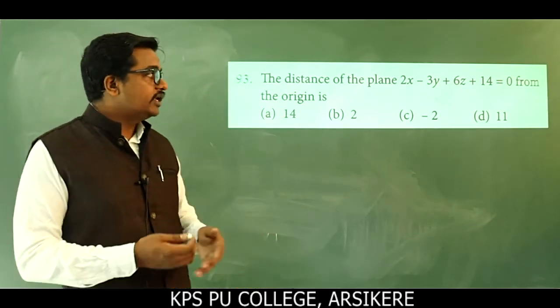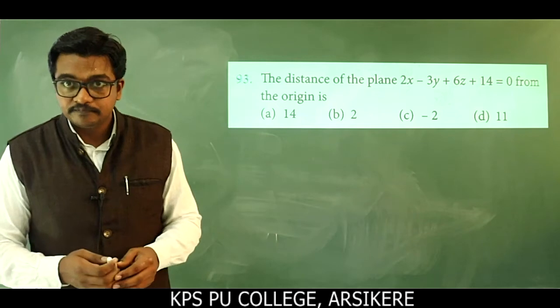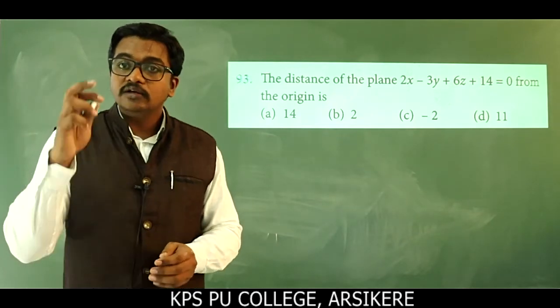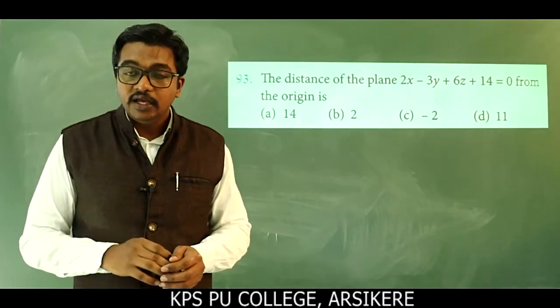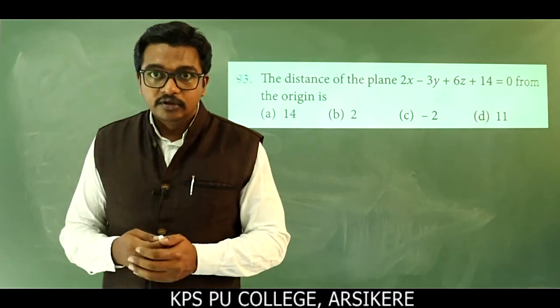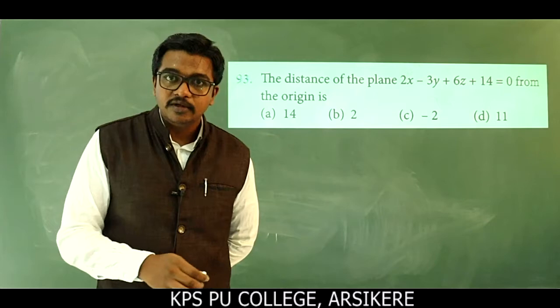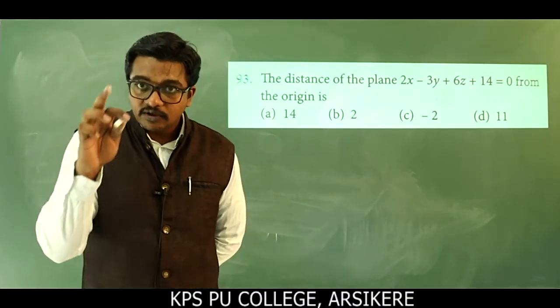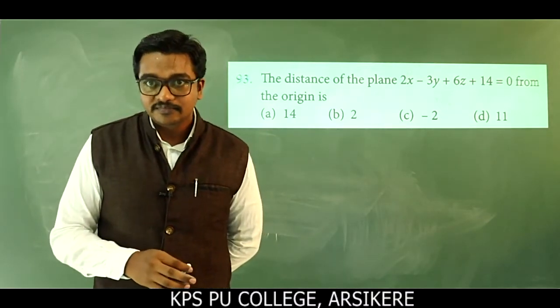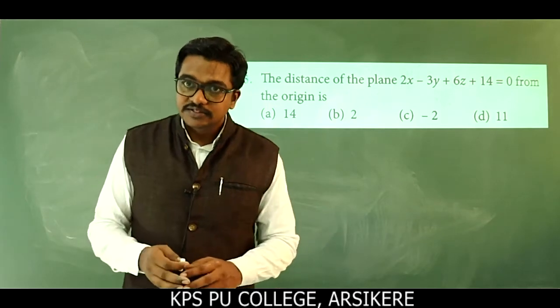Another one: convert the given equation of plane to general form. General form means vector r dot n cap is equal to d, the equation of plane in normal form. So d is nothing but the distance of the plane from the origin. So in both cases we get the solution.